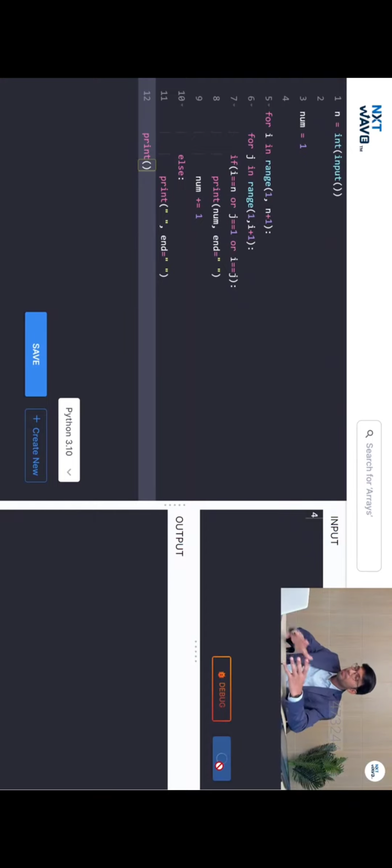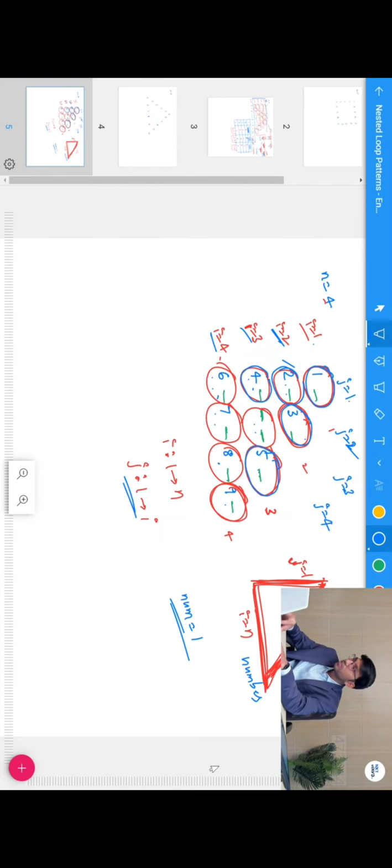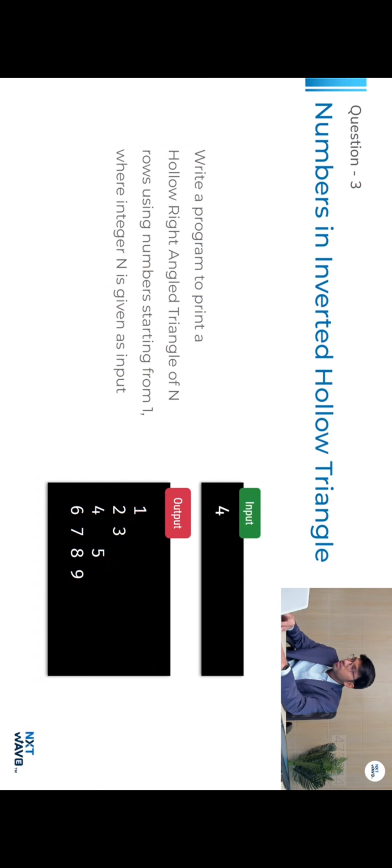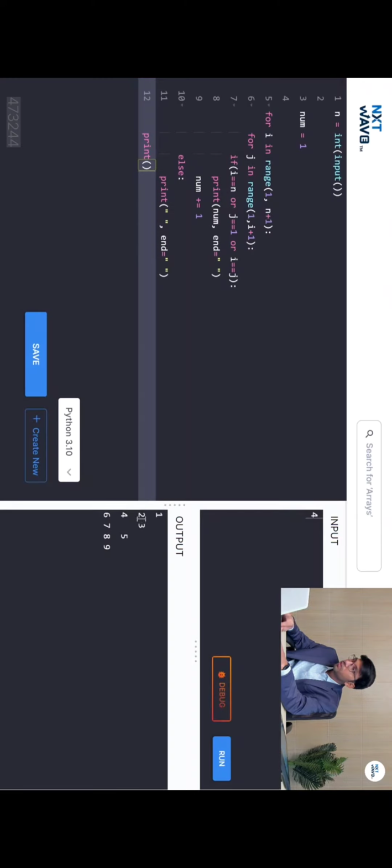Okay, let's see. 1, 2, 3, 4, 5, 6, 7, 8, 9. This is working. Let's give the input 3 and see. 1, 2, 3, 4, 5, 6. It is working. Okay, let's give 5. It is working. 1, 2, 3, 4, 5, 6, 7. Last we'll have 8, 9, 10, 11, 12.